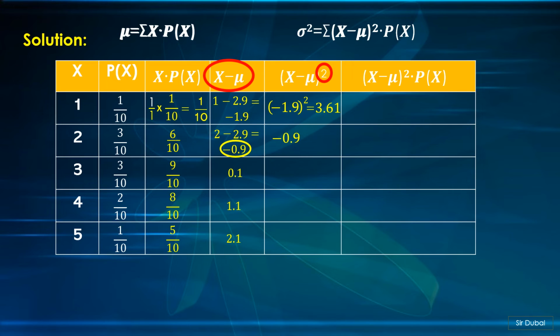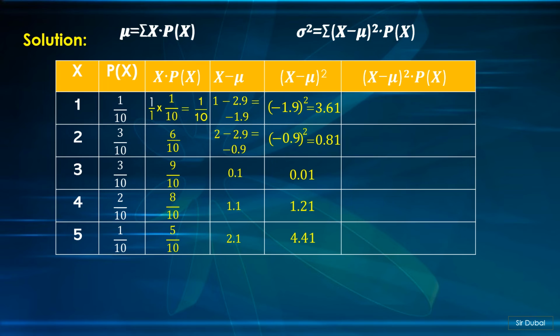So for the next row, we have negative 0.9, and we are going to square that one. The answer is 0.81. So same process that we are going to do with this part here. Next, for the next row, we have 0.1 squared, which is 0.01. We have also 1.1 squared. The answer is 1.21. And we have also 2.1 squared. The answer is 4.41.